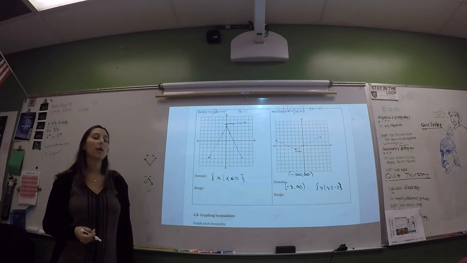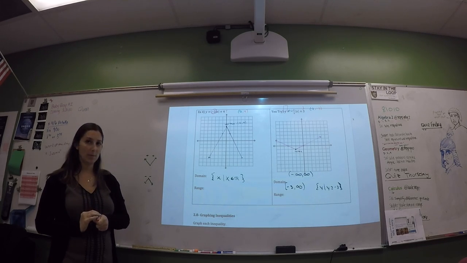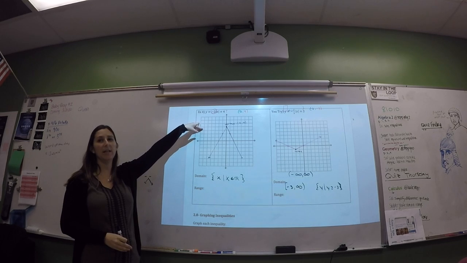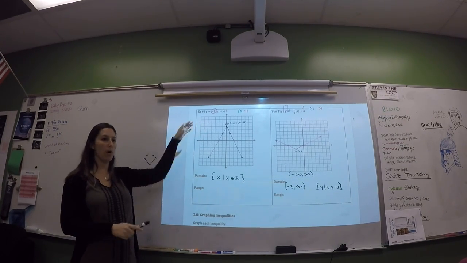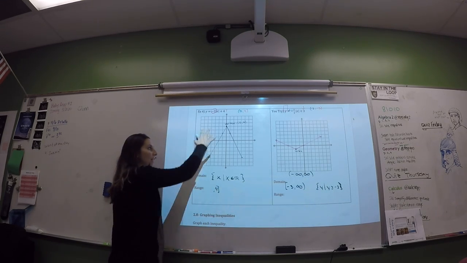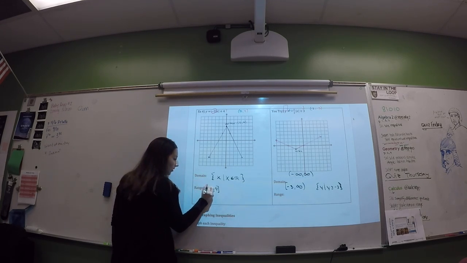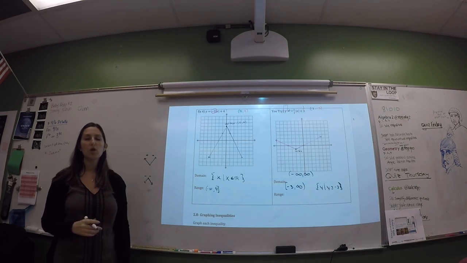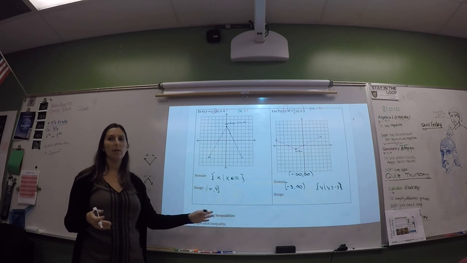Anyhow, the range is changing now because the highest value is not infinity. What is the largest value y can be? 4. That goes over here for interval notation. Then it's going to be as small as negative infinity. Always put the smaller boundary on the left, upper limit on the right. Small, big.